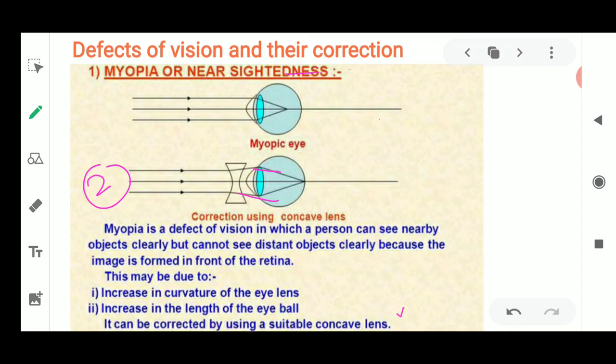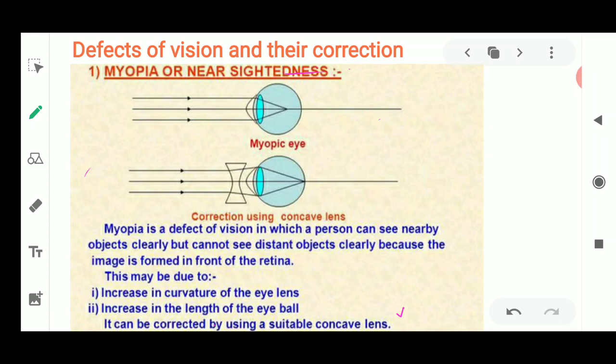Since the diverged rays are entering inside the eye, they strike at a certain point. Now where is this point lying? This point is lying on the retina. So the retina is now receiving the signal because of the presence of this concave lens in between. As it is increasing the focal length, it is decreasing the curvature of the eye lens, because of which the person is able to see properly. So this is how the first defect of the eye, that is myopia or nearsightedness, is corrected.